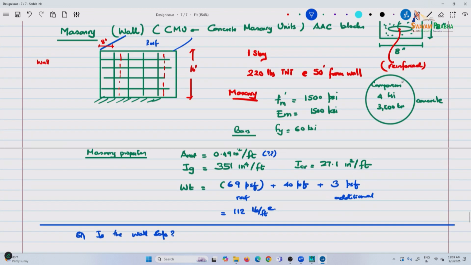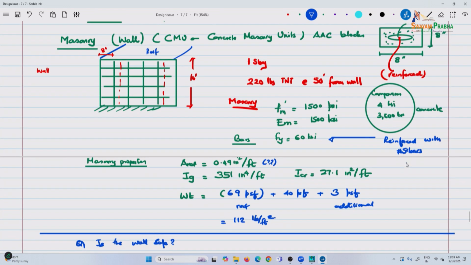The other thing is it is reinforced using number 5 bars, which is 5/8 inch in diameter, at 24 inches center to center. So basically every third one.